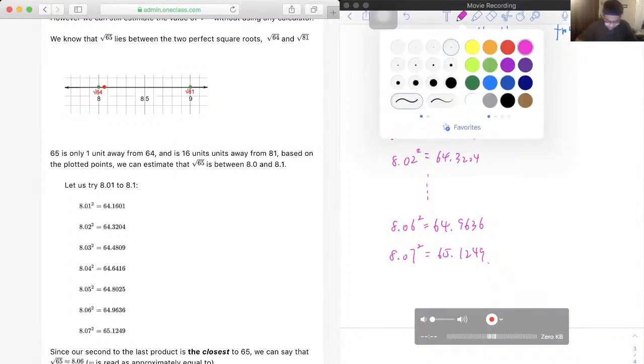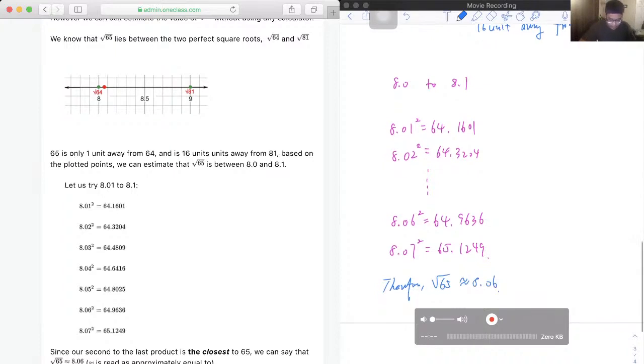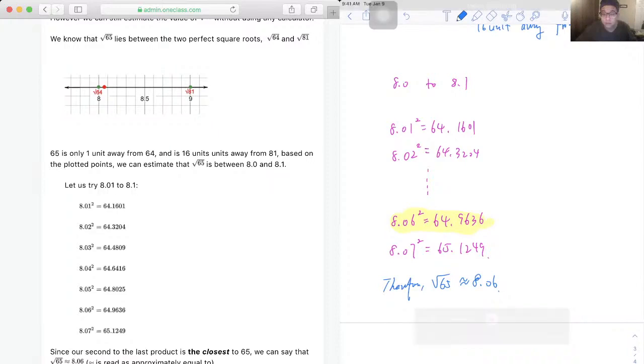So therefore, root 65 is approximately equal to 8.06. Yeah, so that's all we got for this part.